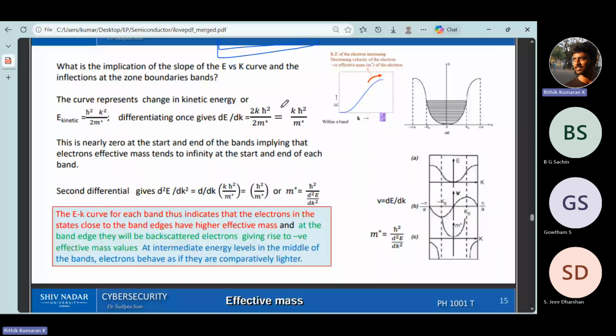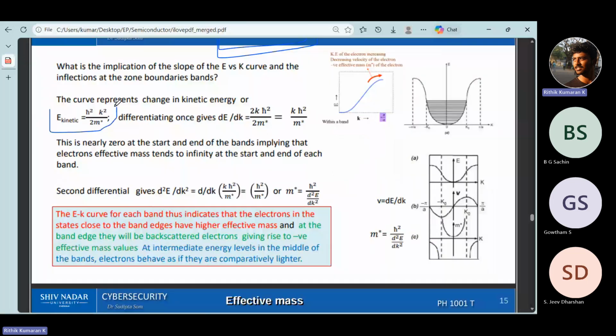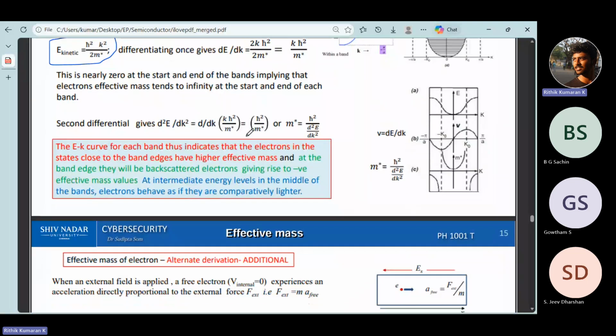That is the physical reason why we use this effective mass. Simple. In E, instead of m in h bar squared k squared by 2m, just put m star. M star is the effective mass. Simple. Okay. To derive this m star, what is m star?